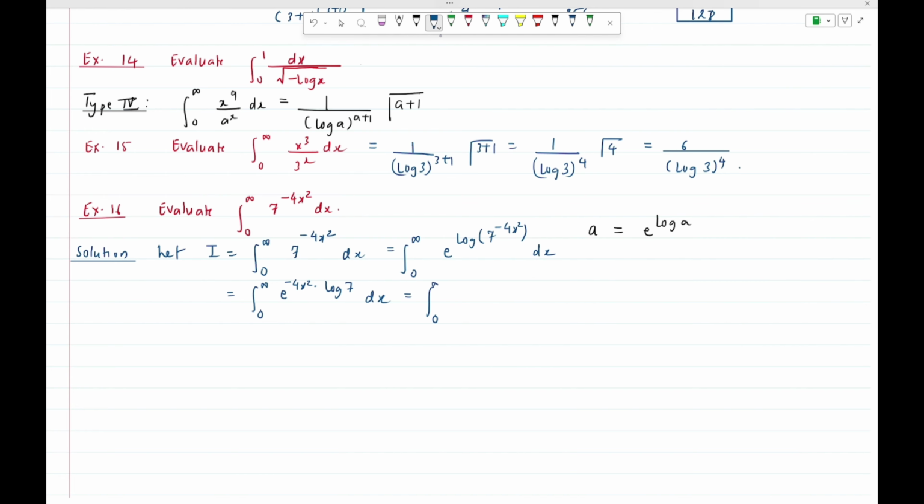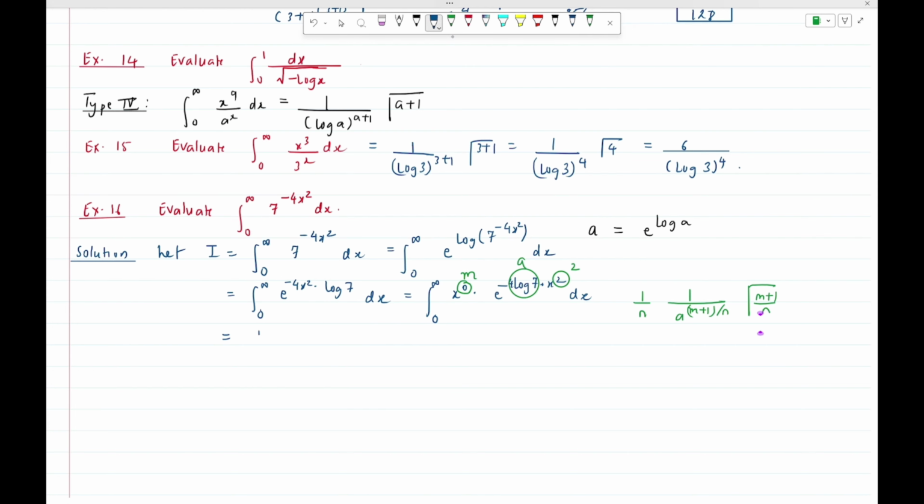To write it in that standard form we can say that this is x raised to 0 times e raised to negative, the constant a in this case being 4 log 7, into x square dx. So we have m as 0, we have a as 4 log 7 and we have n as 2. So as per the formula, the value of this must be 1 over n into 1 over a raised to m plus 1 divided by n, into gamma of m plus 1 divided by n.